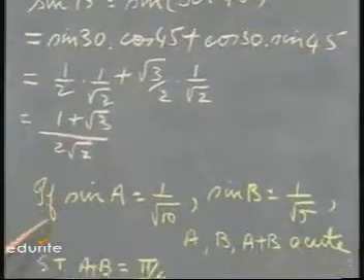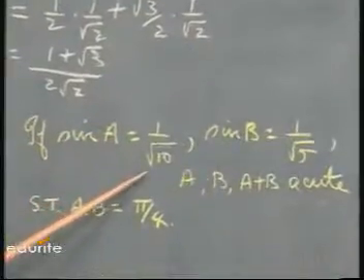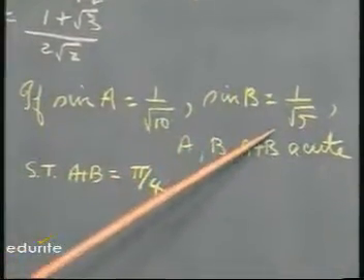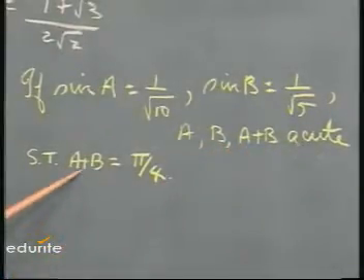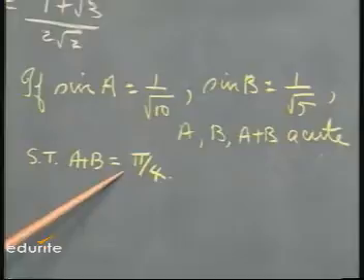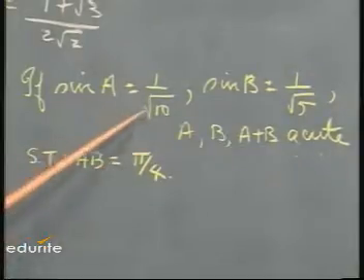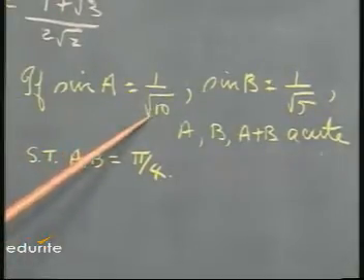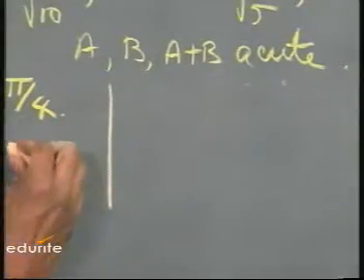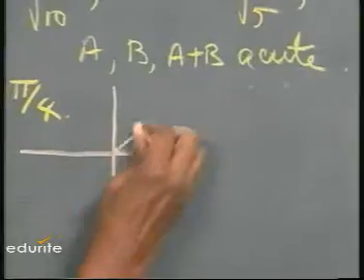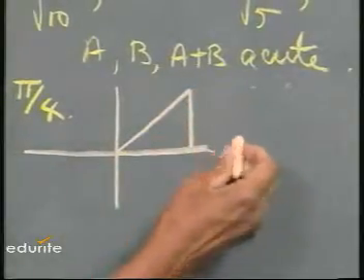Now in this problem, sine A is given to be 1 by root 10, sine B is given to be 1 by root 5, and A, B and A plus B are given to be acute. Show that A plus B is equal to 45 degrees. Now in this case, we can draw a triangle. We draw the triangles in the first quadrant because A and B are acute.